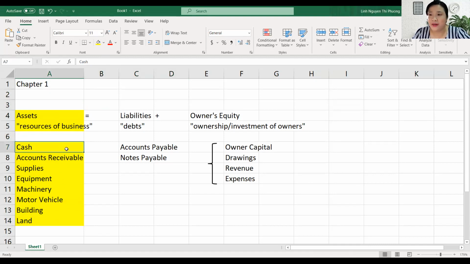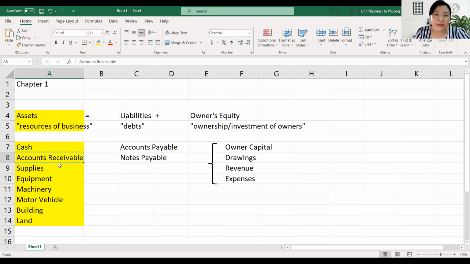Now, what does it mean? Okay, now let's look at the first one, cash. Cash means the money that the company has. Okay, so money here can be in terms of paper money, we call cash, or sometimes it can be cash at bank. Cash at bank means the money that you deposit at the bank. So we call it cash. Okay, so cash can be cash at bank or the physical cash. All right.